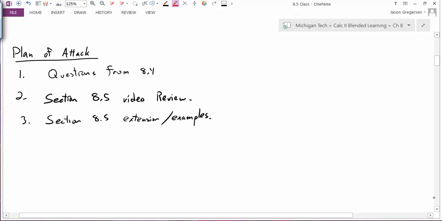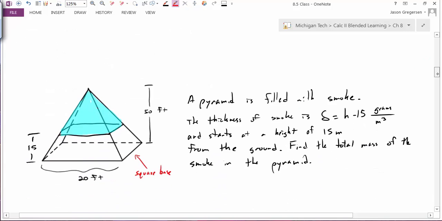All right, so now we are going to get into 8.5 a little bit. I have one more problem from 8.4 that I want to look at. After that, I'm going to open up for questions if you have some. But the next problem I want to do is this pyramid problem.